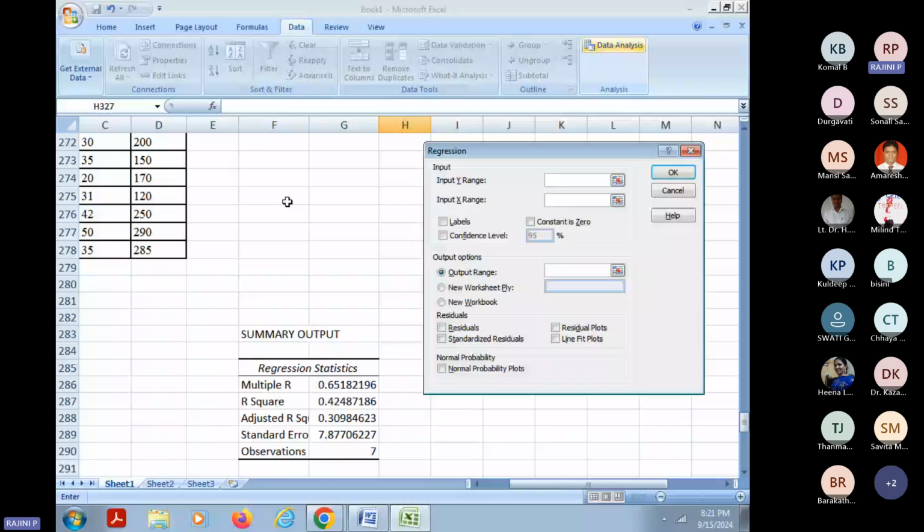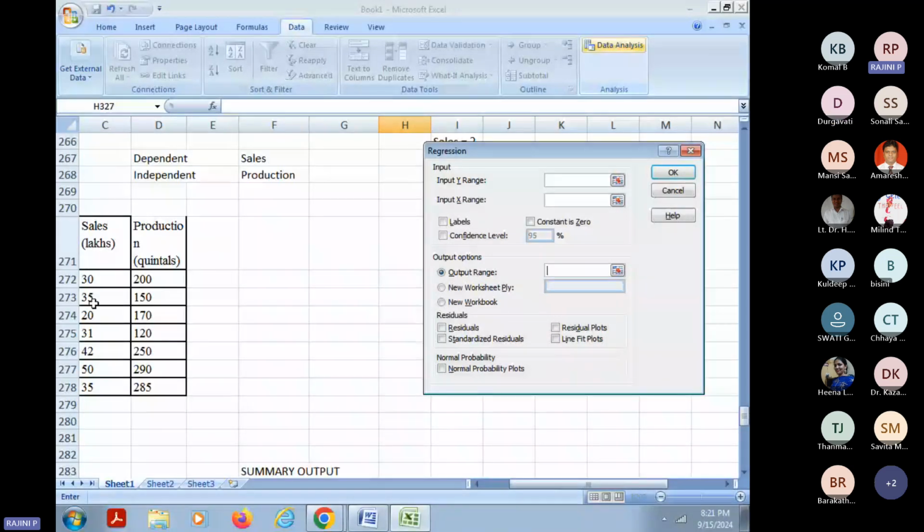In this data, let me know, for the Y range, which one should I consider? Y means what? Is it the independent variable or a dependent variable? Y is a dependent variable. So with this data, which one should I take in place of Y, production or sales? Production. Yes, nice. And next, X is nothing but the remaining column, sales.